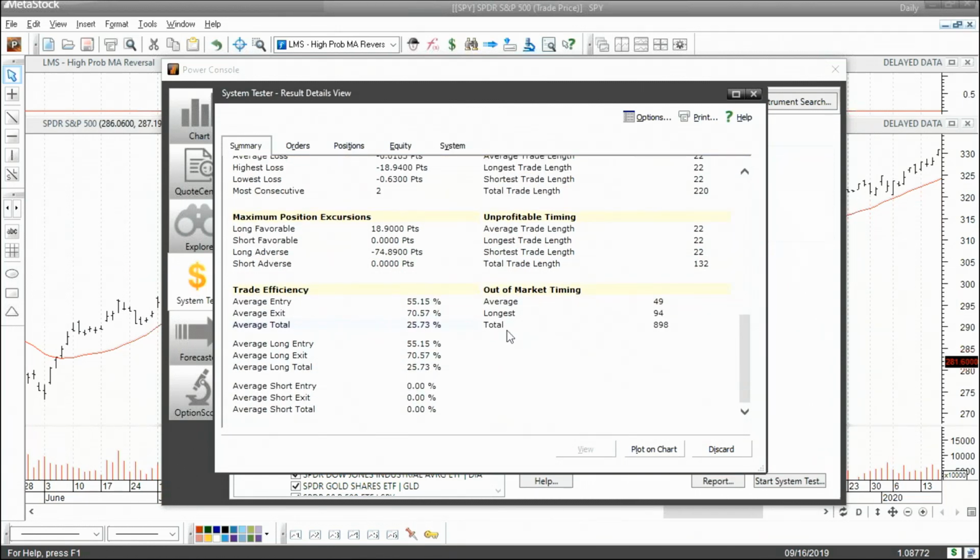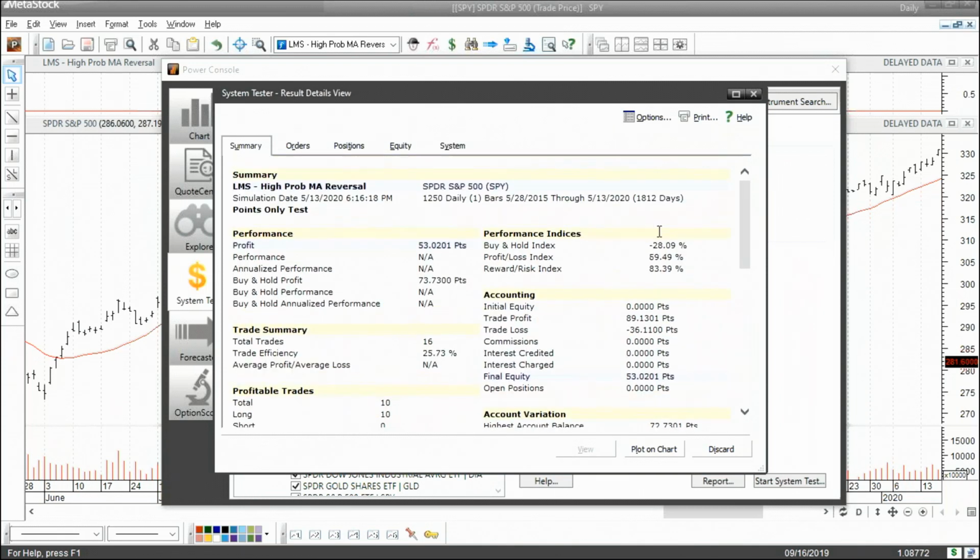The other thing I want to talk about is this auto market timing field down here. This tells us how many bars we were actually in the market, and how many we were out of the market. In this case, we were out of the market almost 900 bars. Now, keep in mind, if we go back up here, we only tested 1,200. At 900, that means that it generated these 53 points over 300 bars, not over 1,200 bars. It took 1,200 bars to generate 73 points.